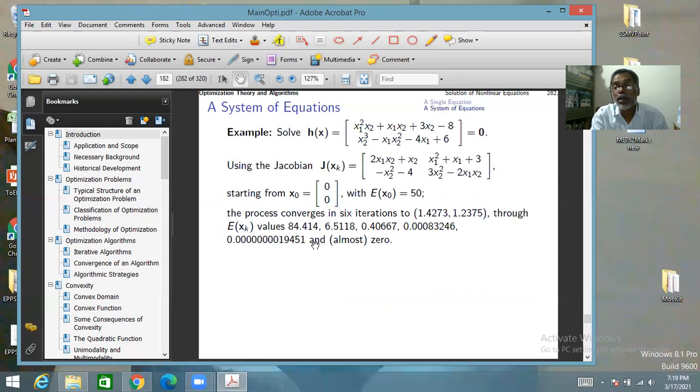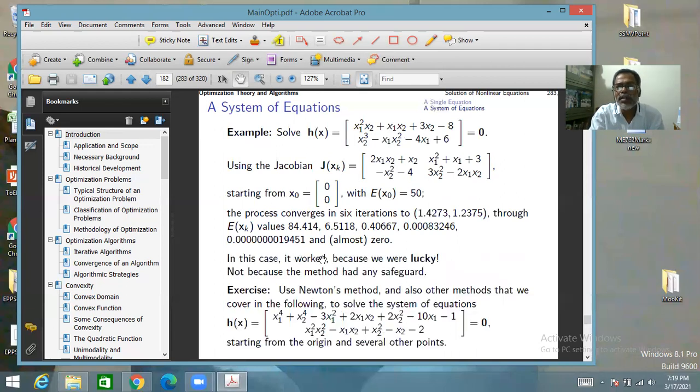Now here also, notice the changes: x1, x2, x3, x4, x5, x6. The norm of h is continuously decreasing. But from x0 to x1, see, from 50 to 84.4. So the first step was actually a bad step. Okay, but after that it recovered. So Newton's method sometimes, even after taking one or two intermediate uphill steps, later may come down. Sometimes it does not come down. So there is no guarantee.